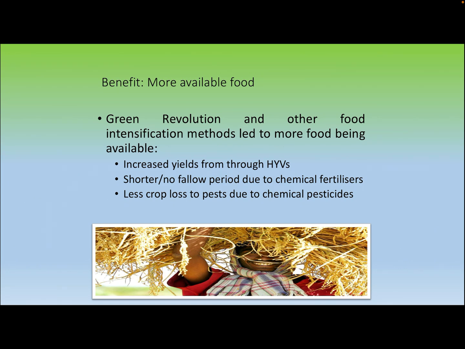Most tangibly, the benefit will be you have more food, right? So when you have the green revolution and all the other intensification methods put in place, you have increased yield from all these benefits. Okay, HYVs, mechanization, there's higher productivity, right? So when you have a shorter or no fallow period, you can continue to plant throughout the soil. If the soil does not have enough nutrients, you just add fertilizers. Okay, you have no pests attacking your crop. The total amount produced is the total amount harvested.